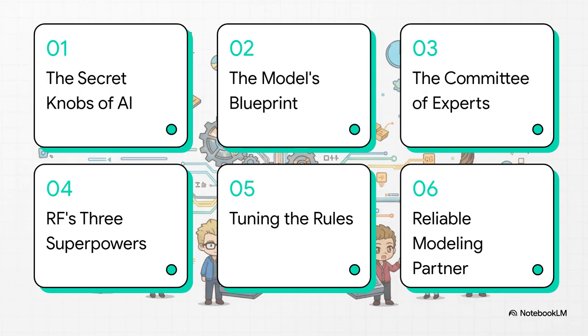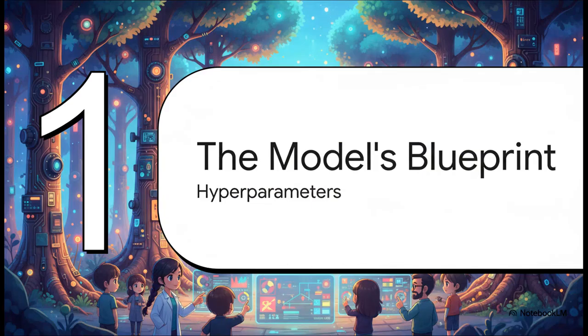So here's our blueprint for today. We're going to uncover what these secret knobs really are. Then we'll meet a super powerful model called Random Forest, find out what its superpowers are, see how we can tune its rules, and finally, understand why it's such a reliable partner for solving really tough problems. All right, let's get right into it with the model's blueprint.